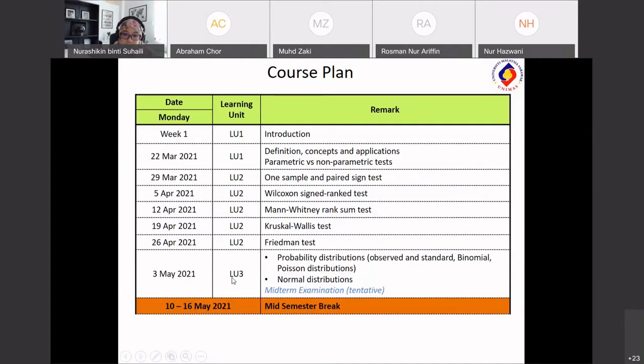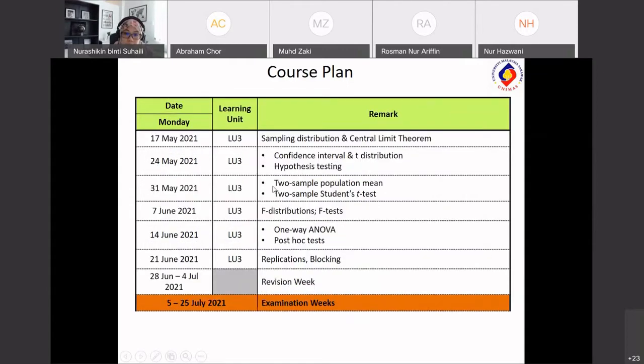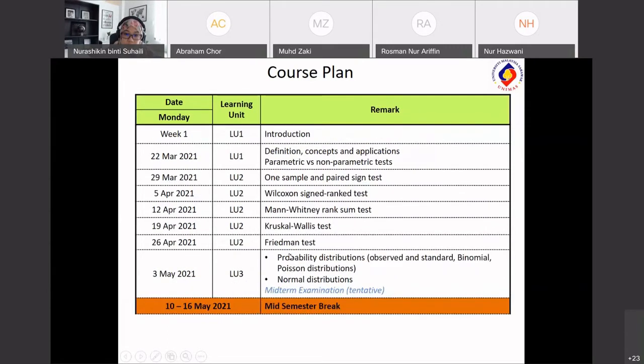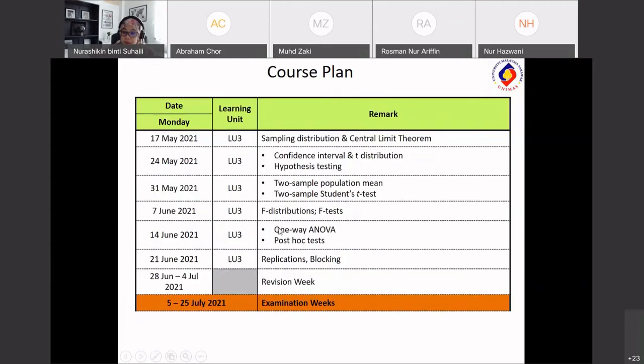And then LU3, and then we have the mid-sem break. And then we have the mid-sem exam. Oh yes, the mid-sem exam date will be informed later. Perhaps it's before the break, but the date will be informed later. Right. So after the mid-sem break, we resume with LU3. LU3 has 7 lectures, 7 weeks. Then we have revision week and the final exam at the end.